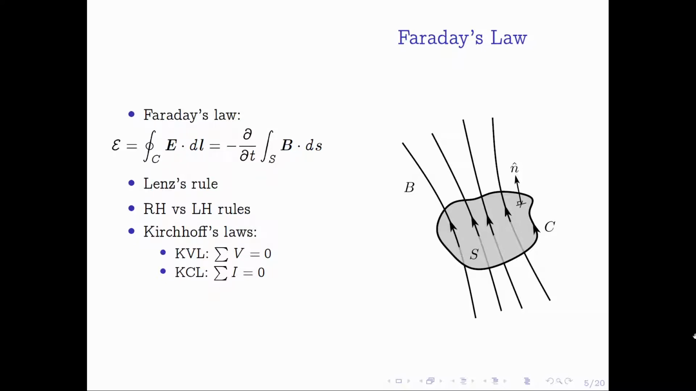But before we start analyzing our paradox, let's first of all remind ourselves about Faraday's law. Faraday's law is stated as follows. The EMF is equal to the closed contour integral of the electric field dot dl along the contour, and that is equal to minus partial by partial t, the surface integral of the magnetic flux density dot ds, normal to the surface.